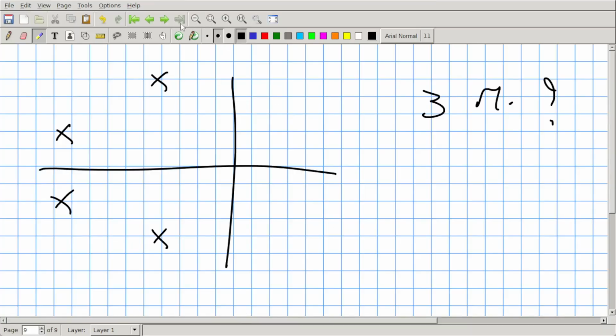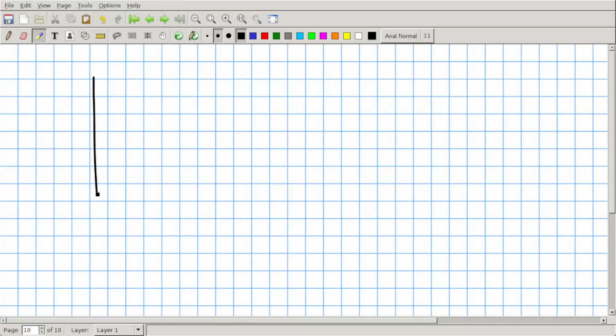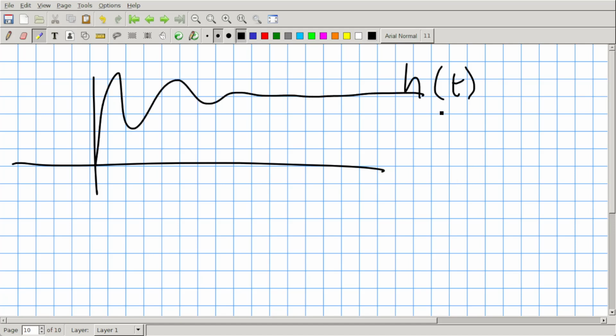Let's make an exercise. I see h of t made in this way. This is my h of t. Where are the crosses? Sigma, omega. This is h of t and t, of course. Go, discuss.